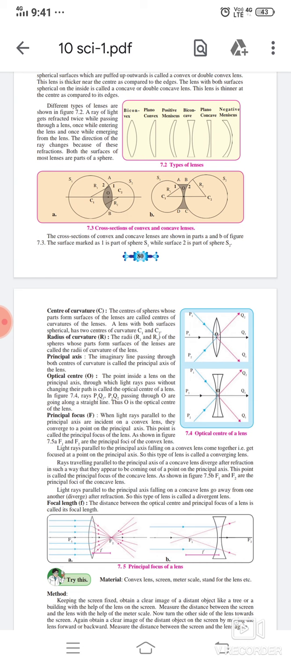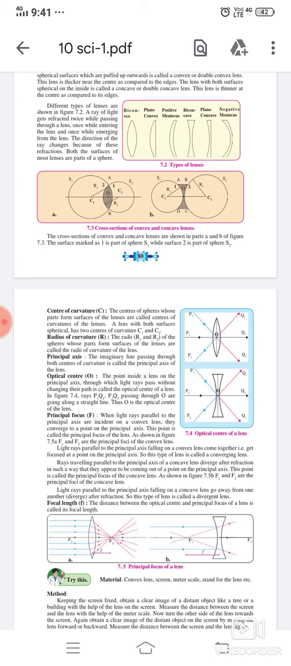And a lens with both surfaces spherical has two centers. It is shown in figure A and figure B. C1 and C2, they are both centers of curvature. Then radius of curvature: the radii R1 and R2 of the spheres whose parts form the surfaces of the lenses. Here also radii R1 and R2 are shown in both the figures. They are called the radius of curvature.